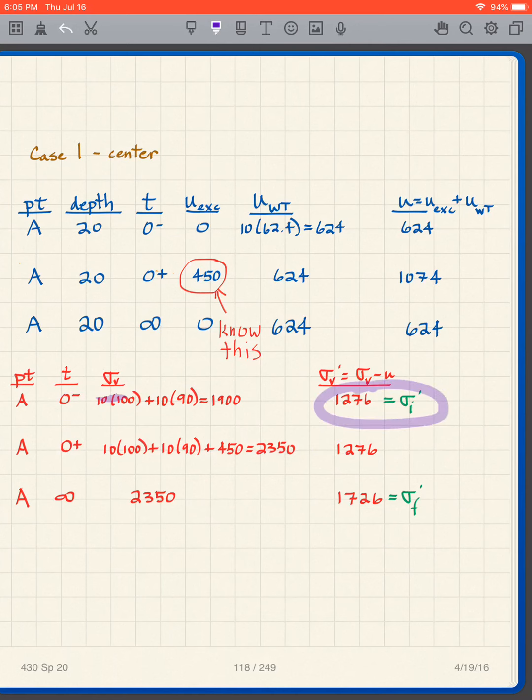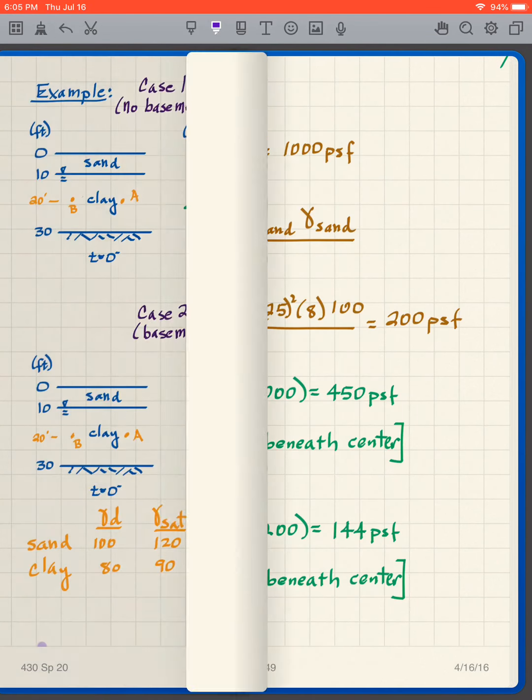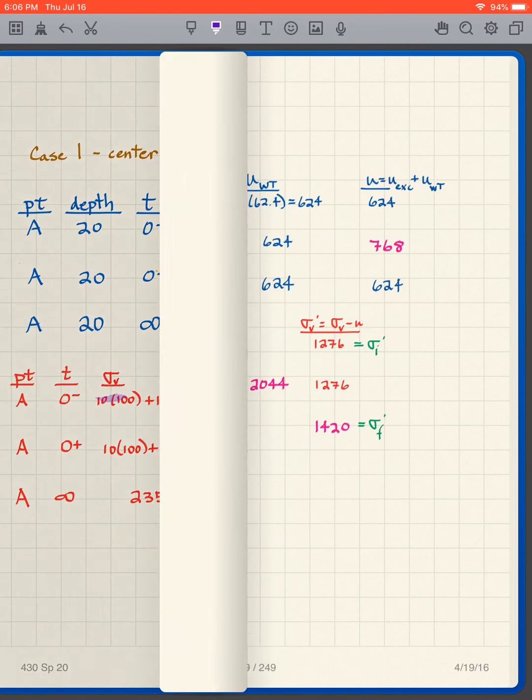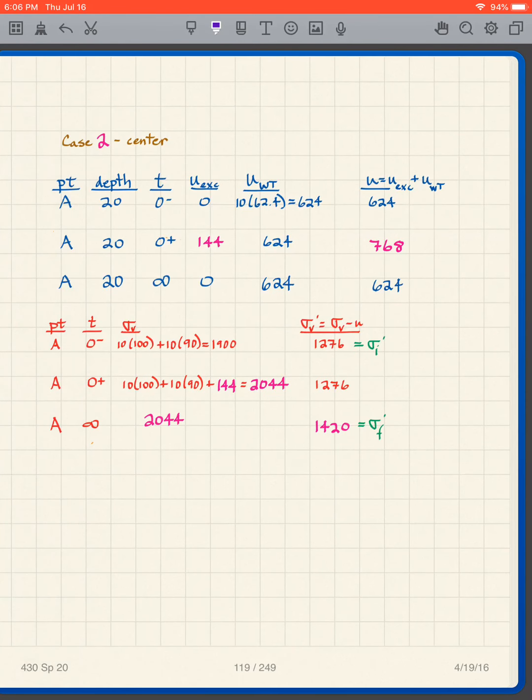So this is my sigma prime I, that's my sigma prime f. To do my calculation, I need my sigma prime p. We get that from the given information. How do we get the sigma prime p? Well, I'm given an OCR of 1.06. These are my C epsilon r, C epsilon c. So I use the 1.06 to get my sigma prime p, and I'll get my chart off of it. Now let's do the case 2.